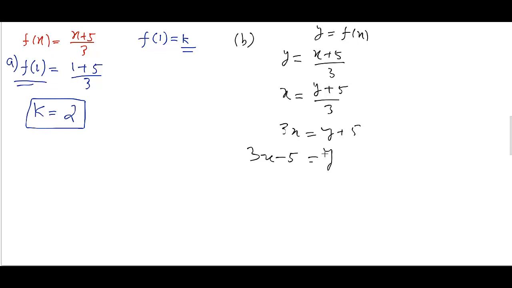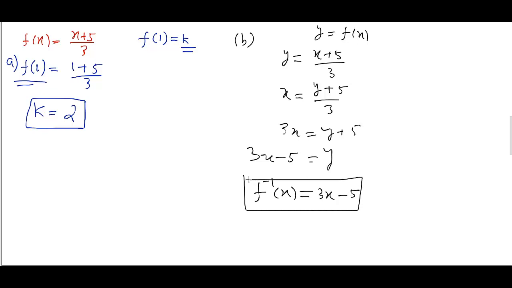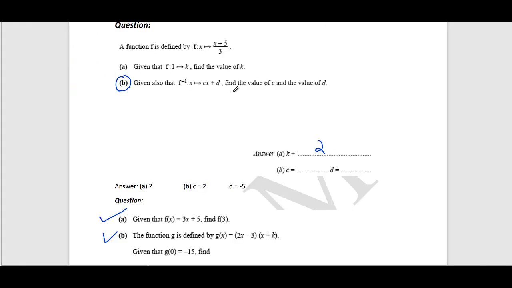The final step: this is our new y. This new y is basically the inverse. So we call this y f inverse of x, and f inverse of x is 3x minus 5. So this is our f inverse of x. In the last step, we replace this new y with f inverse of x to show that this function is basically the inverse of the function f of x. Now we have found f inverse of x.